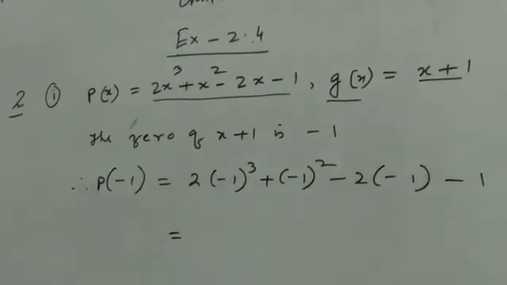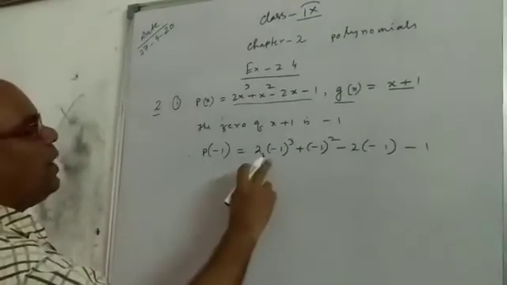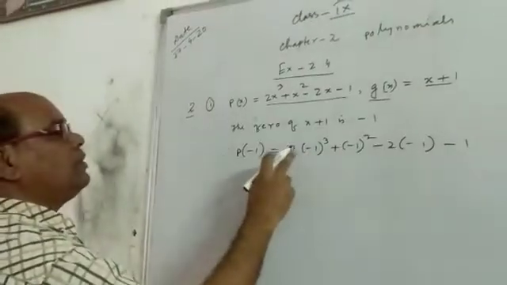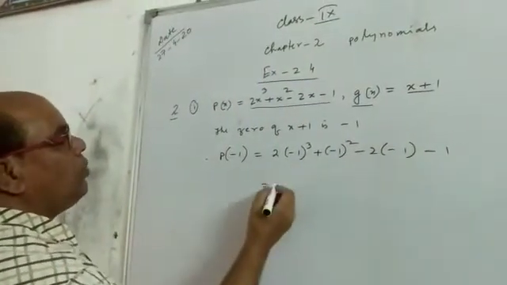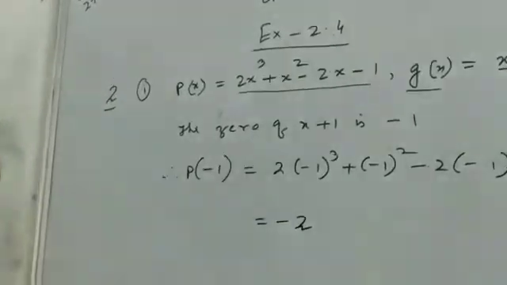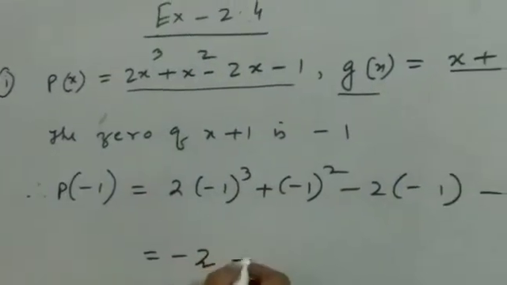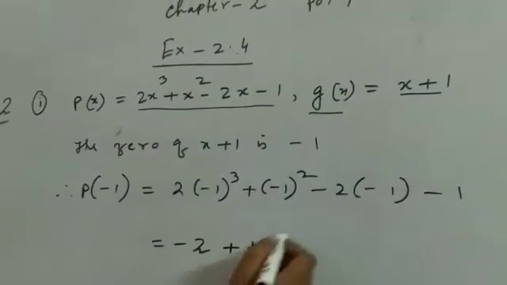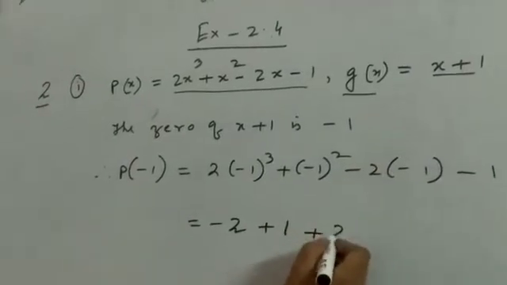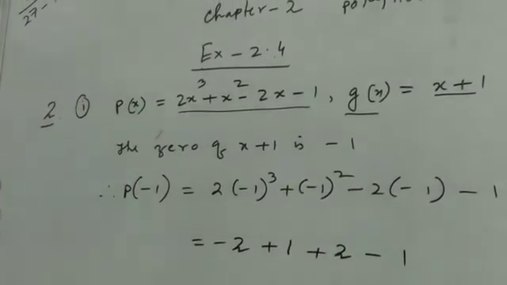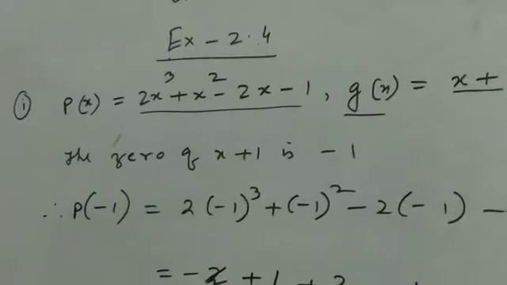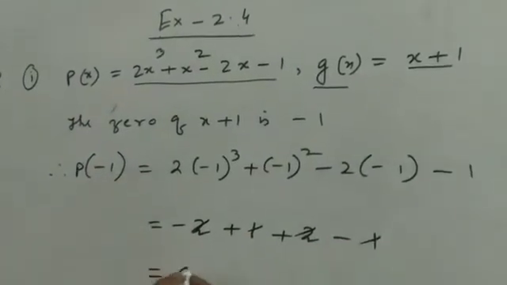Now don't multiply 2 with minus 1 first. First we find the cube. Minus 1 cube is minus 1. So 2 into minus 1 is minus 2. Minus 1 square is 1. Remove the bracket: minus minus becomes plus 2, and here minus 1. Now we simplify: this and this cancel, this and this cancel. So the remainder is 0.